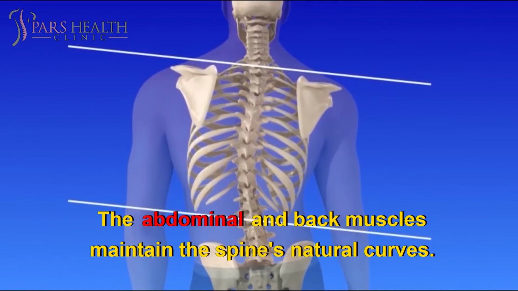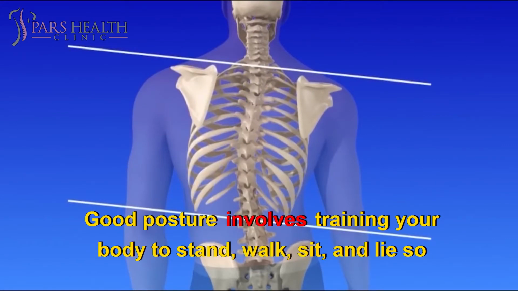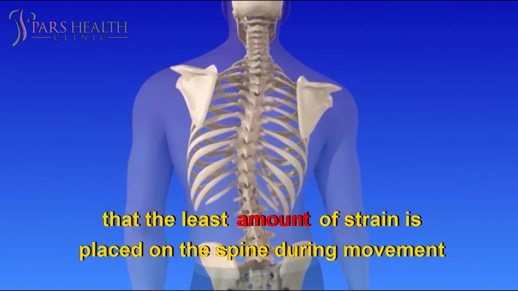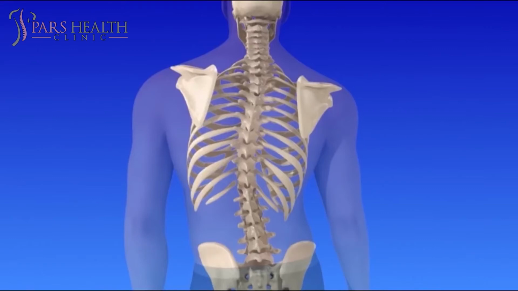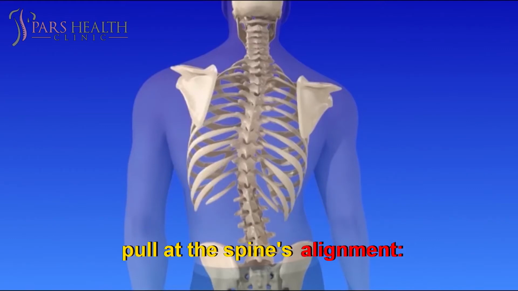The abdominal and back muscles maintain the spine's natural curves. Good posture involves training your body to stand, walk, sit, and lie so that the least amount of strain is placed on the spine during movement or weight-bearing activities. Excess body weight, weak muscles, and other forces can pull at the spine's alignment.